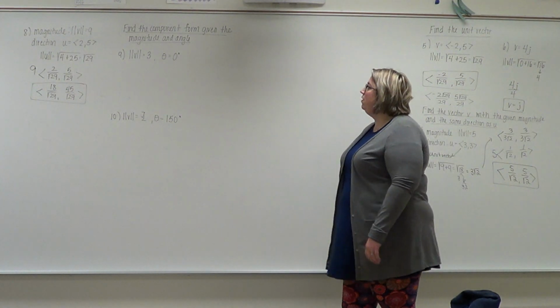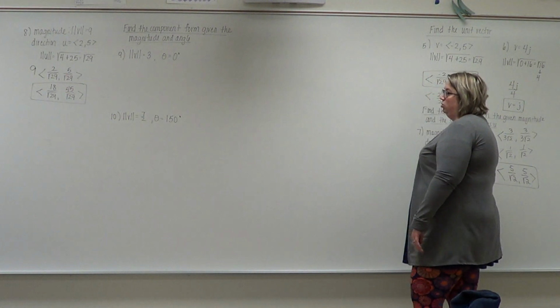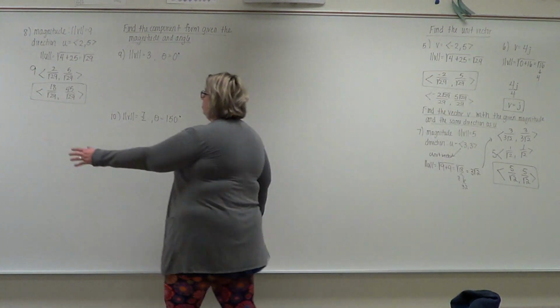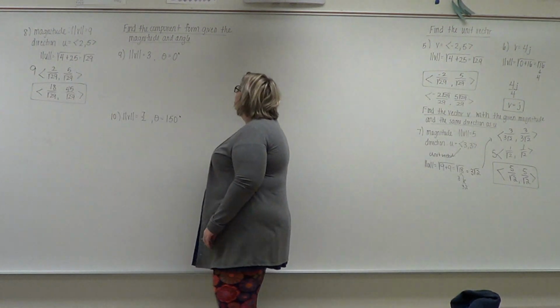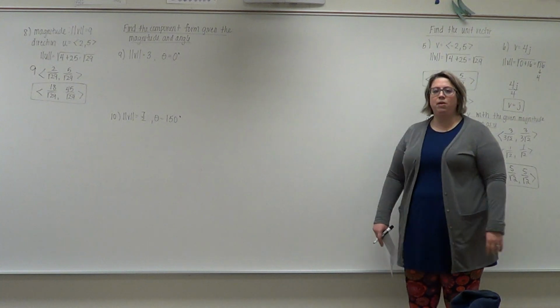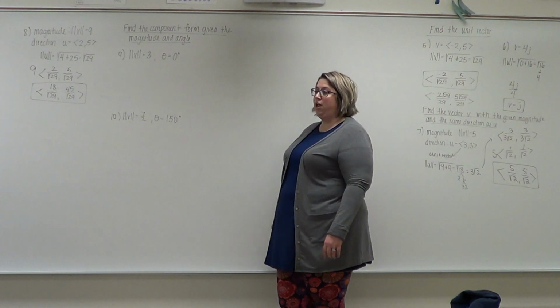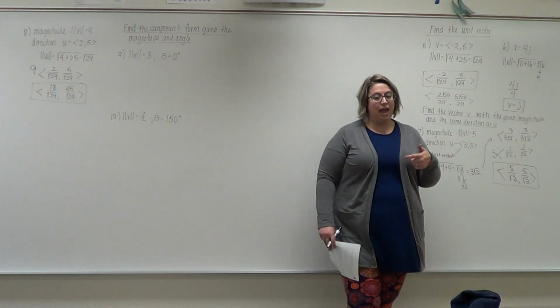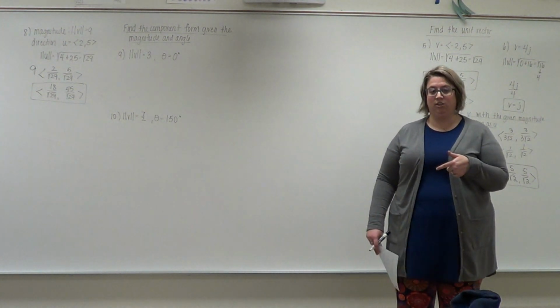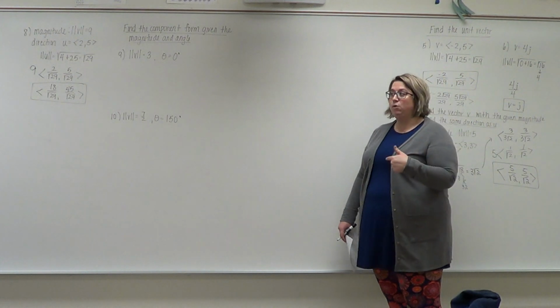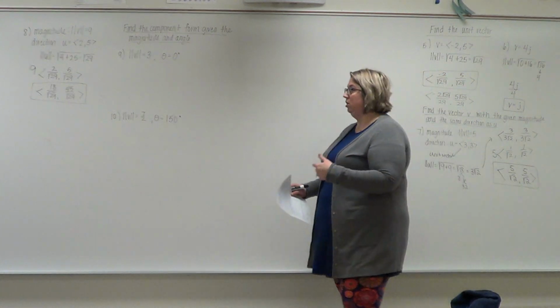Okay? So, I want to find the component form. So, that means I want it to look like this. This is component form. Okay? And I'm given a magnitude, and this time I'm given the angle. Well, if I'm given the angle, remember cosine goes with the x, which means it's going to go with the first part of the vector. Sine goes with y, which means it's going to go with the second part of the vector.